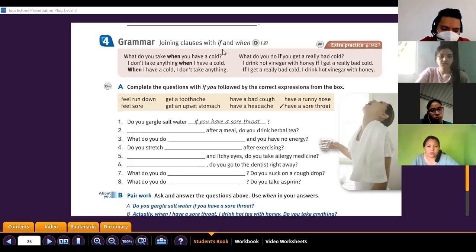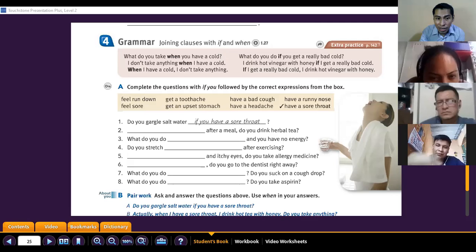Can be an option. Another option, another possibility. Do you stretch if you feel sore after exercising? Perfect. Do you stretch if you feel sore after exercising? ¿Te estiras o haces estiramiento si sientes dolor después de hacer ejercicio?